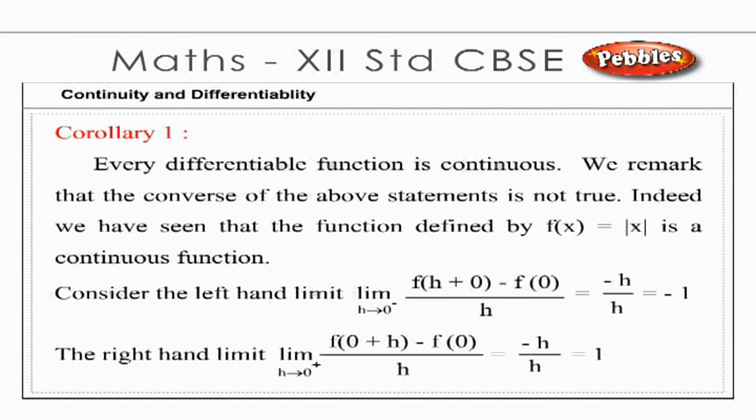Corollary 1. Every differentiable function is continuous. We remark that the converse of the above statement is not true. Indeed, we have seen that the function defined by f(x) equal to mod x is a continuous function. Consider the left-hand limit. Limit h tends to 0 minus (f(0 plus h) minus f(0)) by h equal to minus h by h equal to minus 1. The right-hand limit. Limit h tends to 0 plus (f(0 plus h) minus f(0)) by h equal to h by h equal to 1.